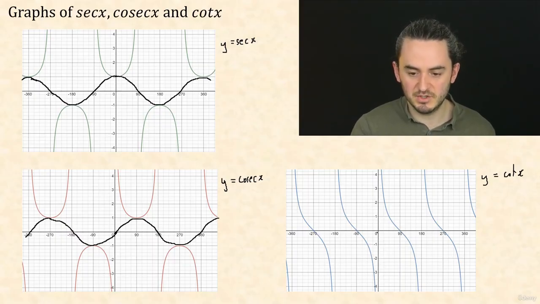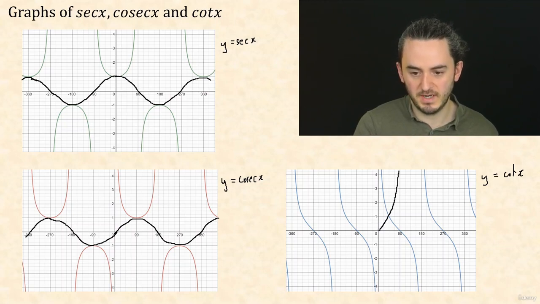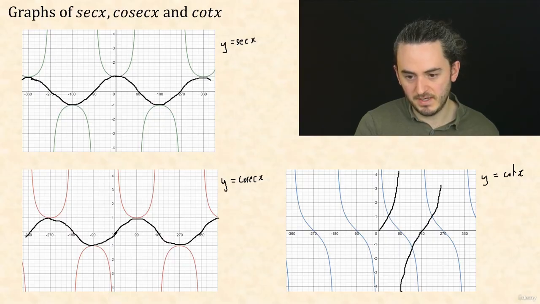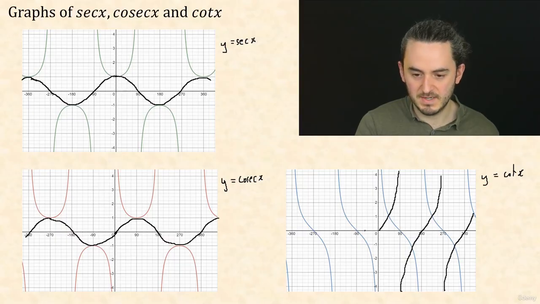So let's sketch tan x. Tan x starts at 0, and then it shoots up to infinity when x is 90. It comes back from minus infinity, and goes through 0 at 180, and then up to infinity. And then this pattern just continues forever and ever. And it's the same thing on the other side.